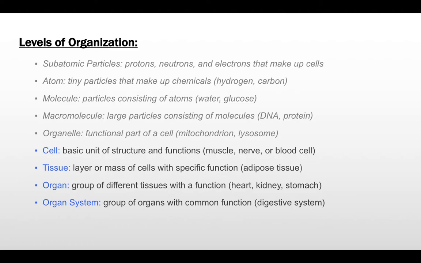Oftentimes an organ system is made of several organs grouped together because they have the same task. So your digestive system not only has a stomach, but it has small intestine, large intestine, liver, pancreas, all of these things kind of working together, eventually making up the organism, composed of all these organ systems interacting together.